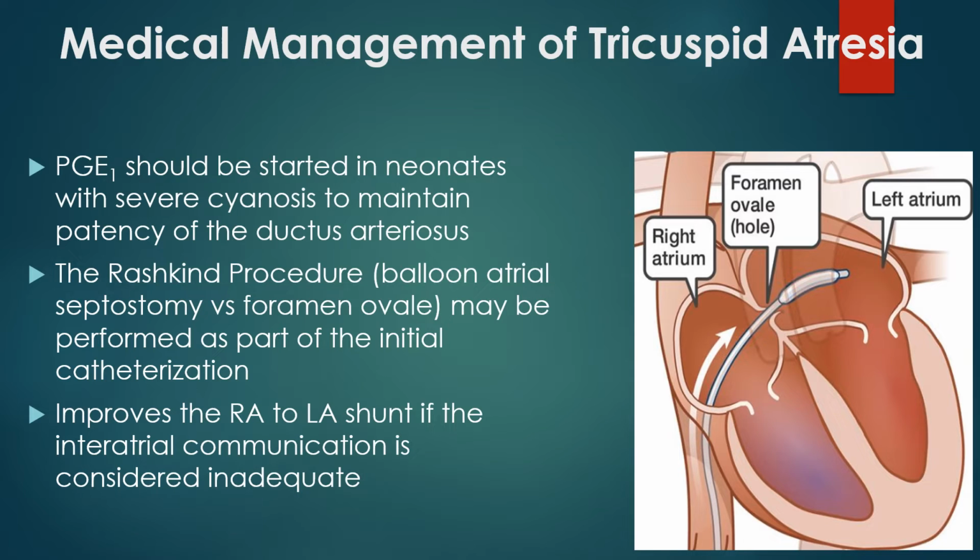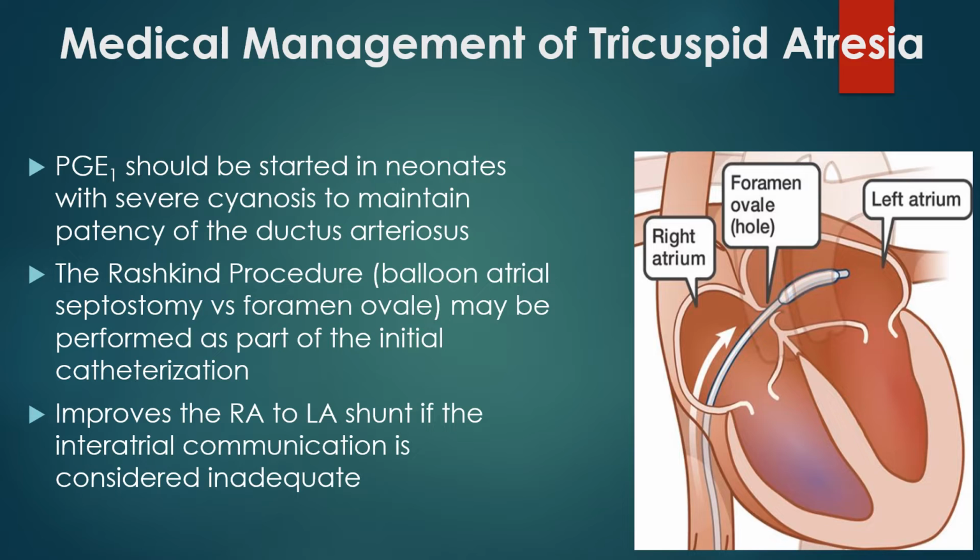So in trying to manage these patients with severe cyanosis and reduced pulmonary blood flow, basically if you've got a patent ductus, you're pushing some blood over from the systemic to the pulmonary side and vice versa. So PGE1 should be started in neonates with severe cyanosis to maintain patency of the ductus. The Rashkind procedure, which is a balloon atrial septostomy, using the foramen ovale or using a separate ASD that you create with the Rashkind, can be performed as part of the initial catheterization.